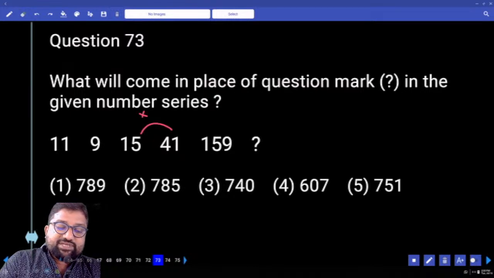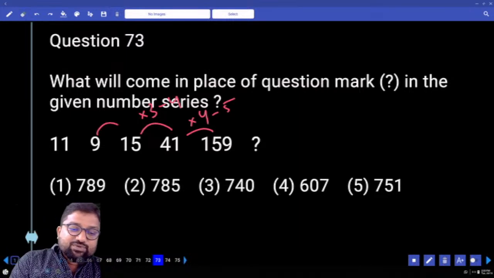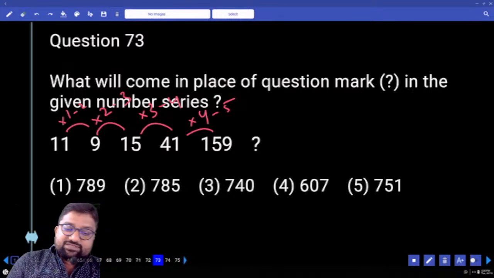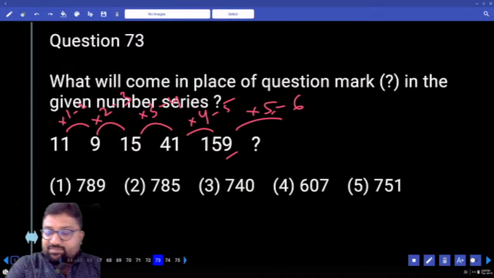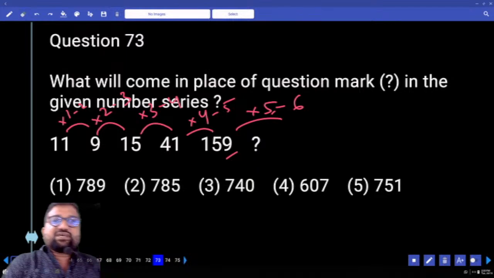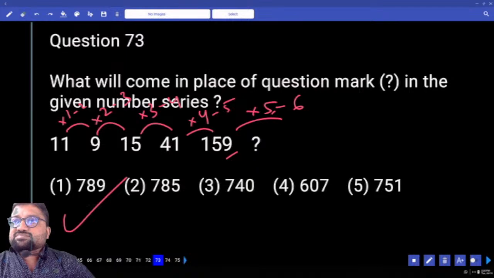3 times 15 is 45, minus 41. Times 4 is 164, minus 5. Times 2, minus 3. Times 1, minus 2. Times 5, minus 6, which is 9, 5 times 9 is 45, minus 6. My answer should end with 9. How many options? Done.